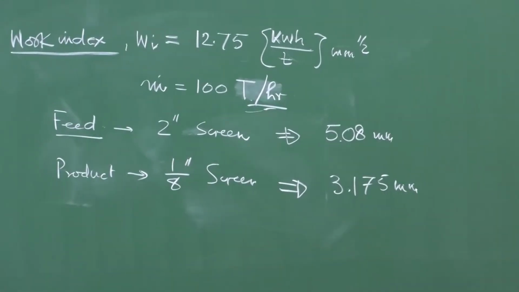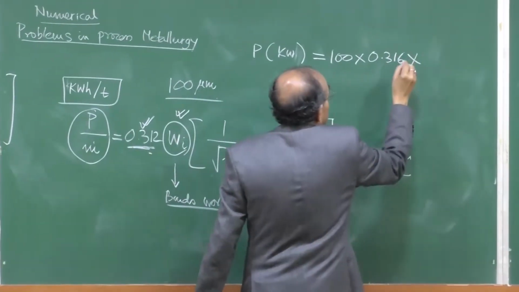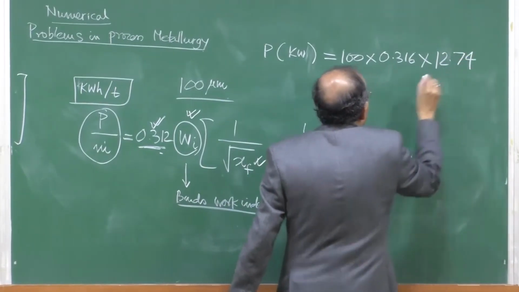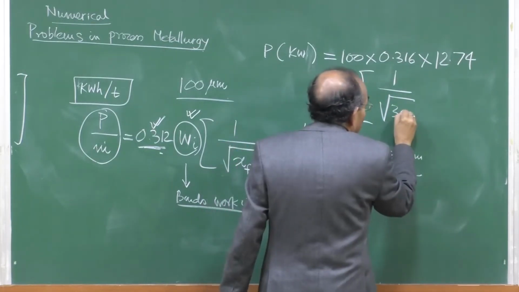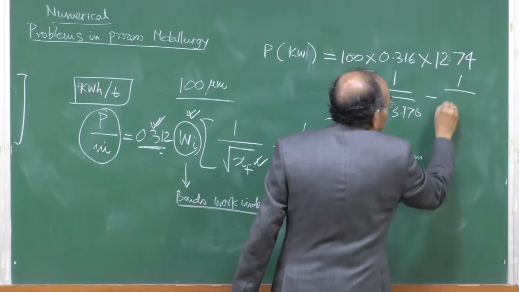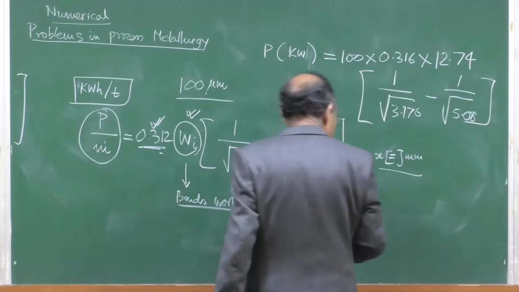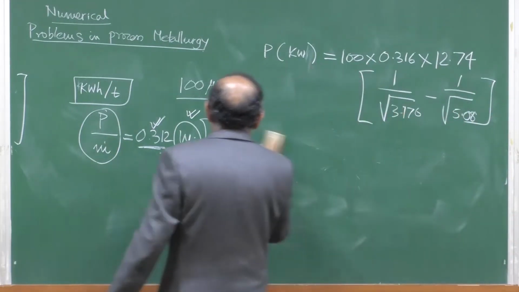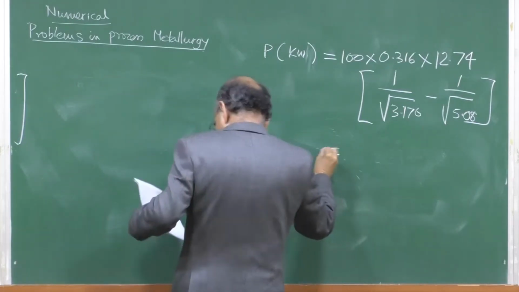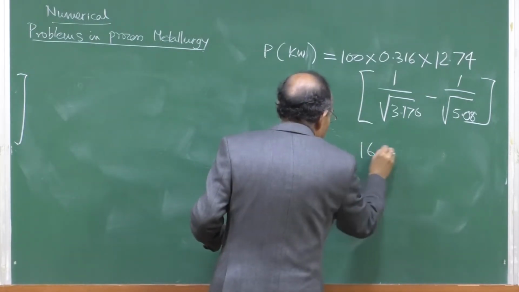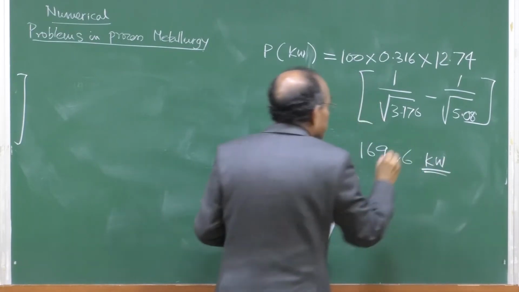So, I have made my life simple. I will multiply by the feed rate of 100, I will multiply by 3.16, I will multiply by the work index 12.75, and I will say that this is equal to 1 divided by 3.175 minus 1 divided by 5.08. So, you can calculate the value by using a calculator, and for the given problem this will come out to be something like 169.6 kilowatt.